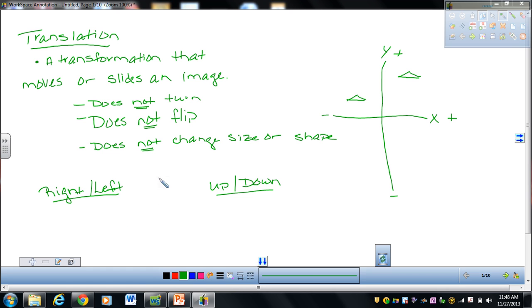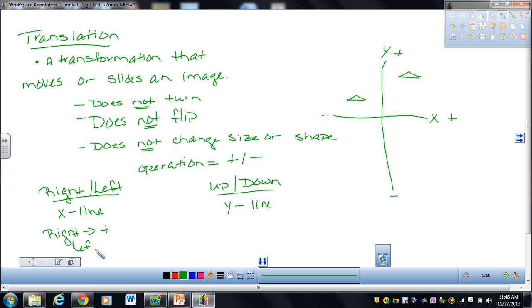And the way that we do this, the operations that we use are addition and subtraction. And this tells you which way to move on the X line. So if it tells you to move 3 to the right, you're moving this way on the X line. Up, down tells you which way to move on the Y line or the Y axis. If it tells you to move right, it's telling you to add. If it's telling you to move left, it's telling you to subtract.